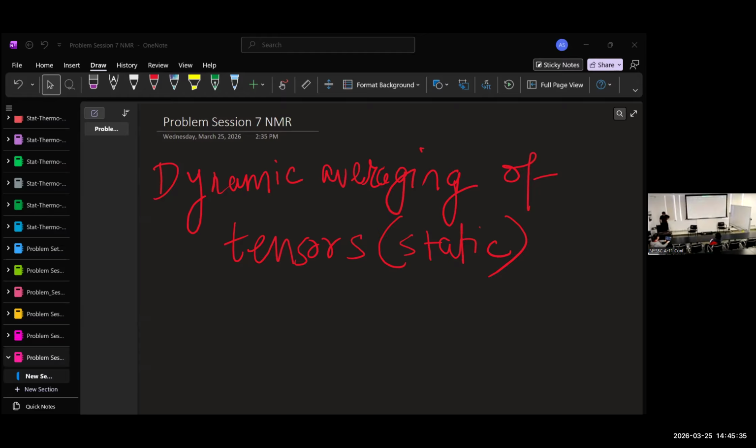So for this problem, right above it, we have this particular formula: m fast is 1 over n, sum over i equals 1 to n, of the rotation matrix applied to m in the PAS. That's what this formula is saying.